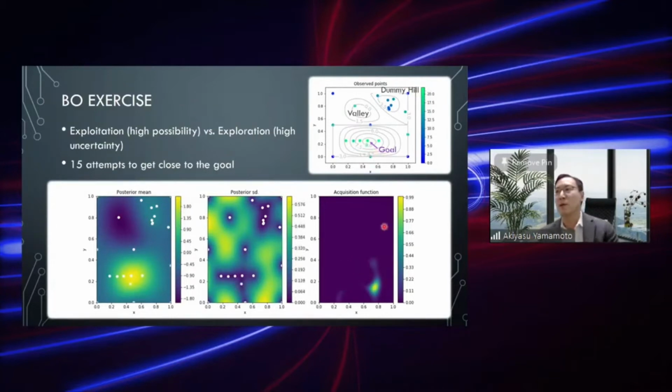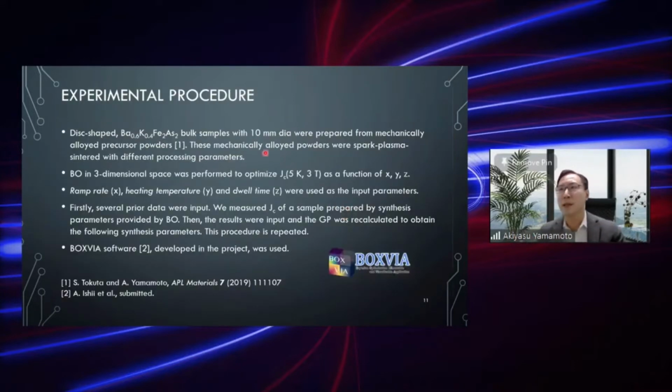Okay, so this is a practical experimental procedure. A disc-shaped 40% potassium sample was prepared from mechanically alloyed powder. And this powder was spark plasma sintered with different processing parameters. Ramp rate X, heating temperature Y, and dwell time Z were used to optimize JC by BO.